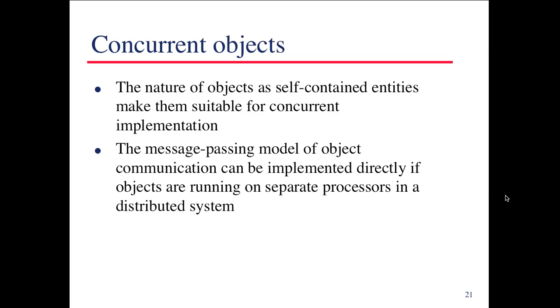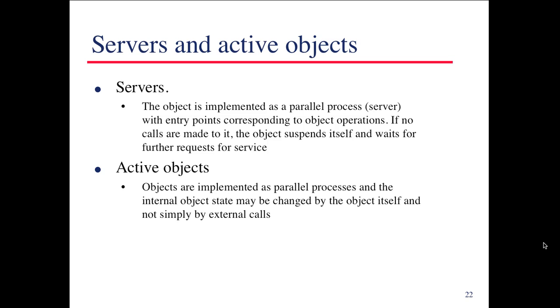Concurrent objects. So the nature of the object, a self-contained entity, makes it suitable for concurrent implementations. So our message passing model can be implemented directly if objects are running on separate processors in distributed systems. Uh-oh. This is where we can branch things off. So when you see an architectural diagram for a systems analysis and design, scratch object orientation completely. Prior to object orientation, you saw boxes. And you saw server 1, server 2, cloud 1, internet connection here. And it was architectural design of the different subsystems that were all connected together.